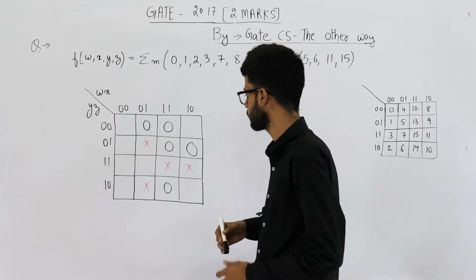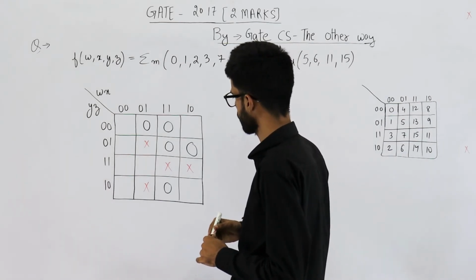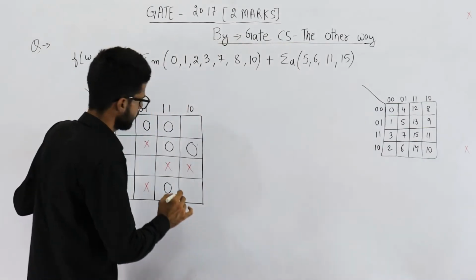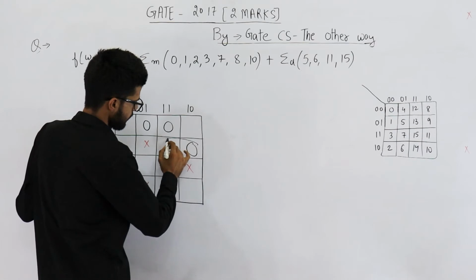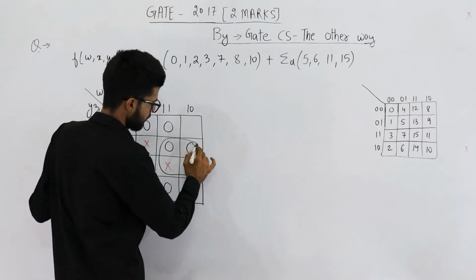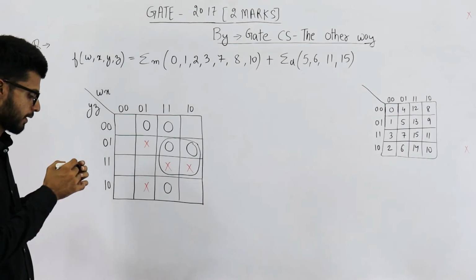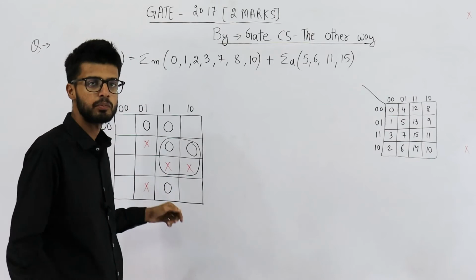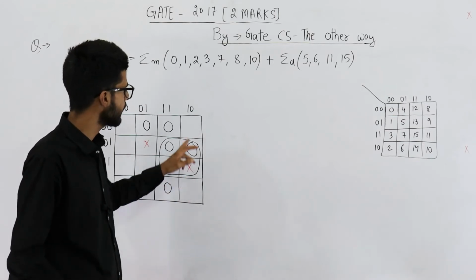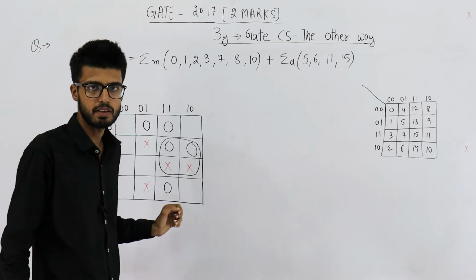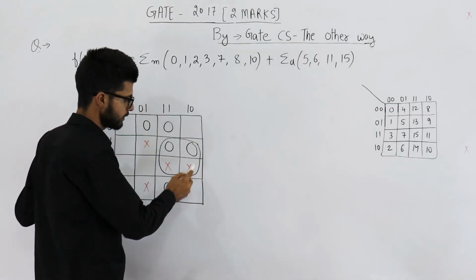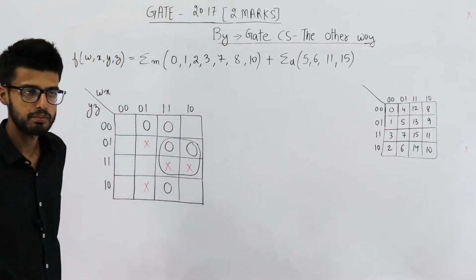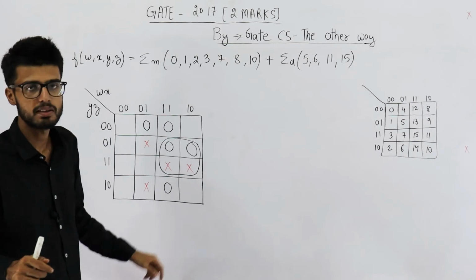Now let's group these. To group these 0s, we are very sure that this prime implicant will be considered. Why? Because first, you cannot expand this prime implicant further since we don't have 8 cells available. If these two cells were also 0, we could have made a group of 8. But here only 4 are available. So this one will be considered.